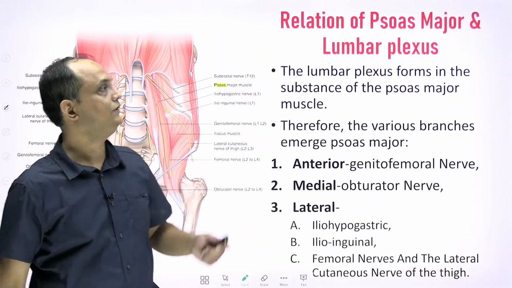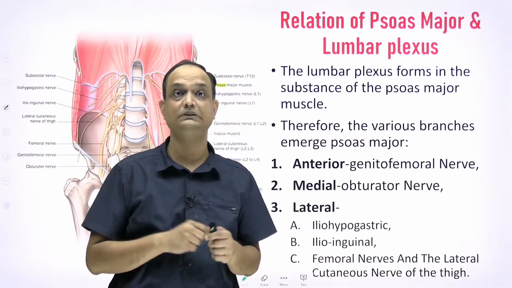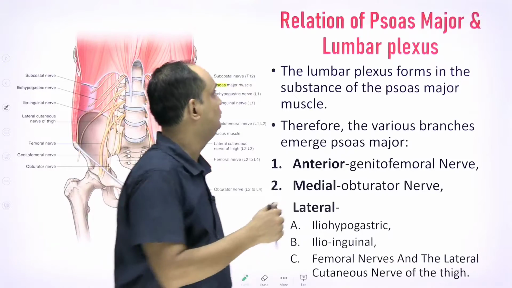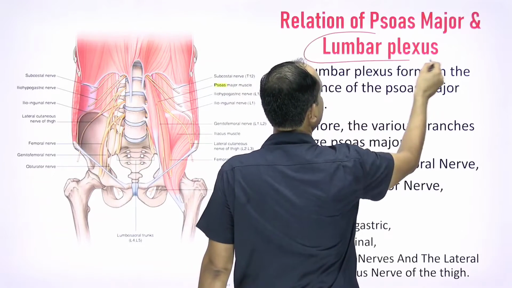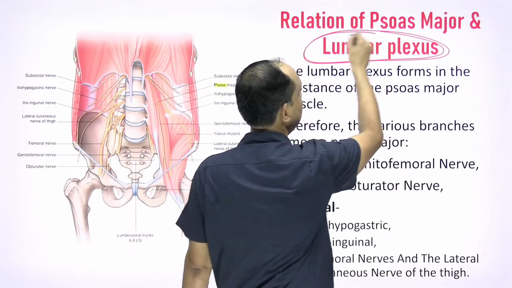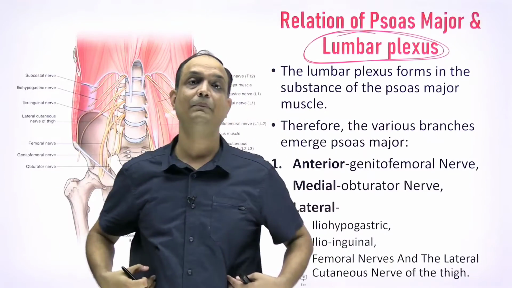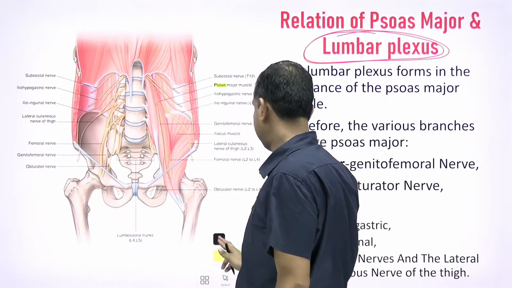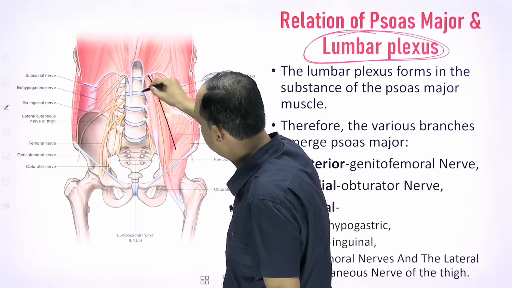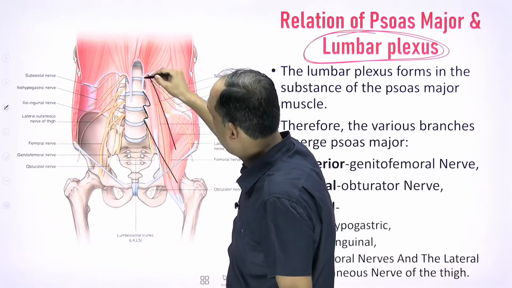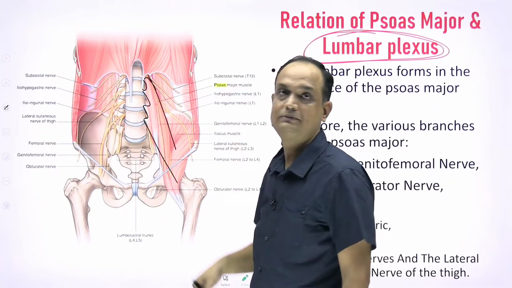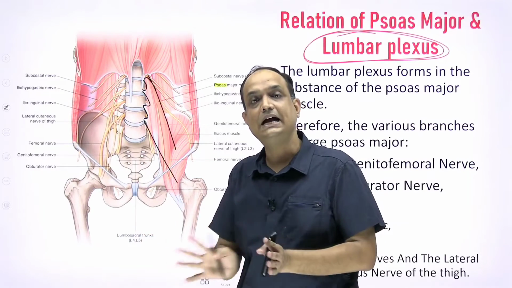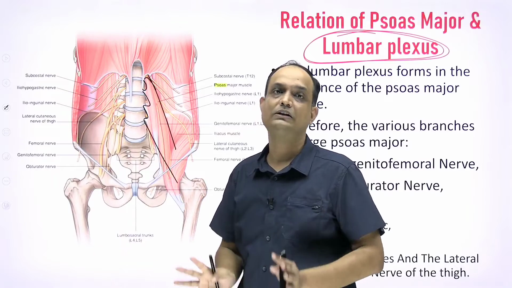Now, what are the relations of the psoas major muscle with the lumbar plexus? This is a very commonly asked question, and you have to understand that the lumbar plexus is formed on the lateral side of your lumbar spine, but at the same time the psoas major muscle is arising from the same area. So because of the origin of the psoas muscle, the fibers of the lumbar plexus enter inside the substance of the psoas muscle.